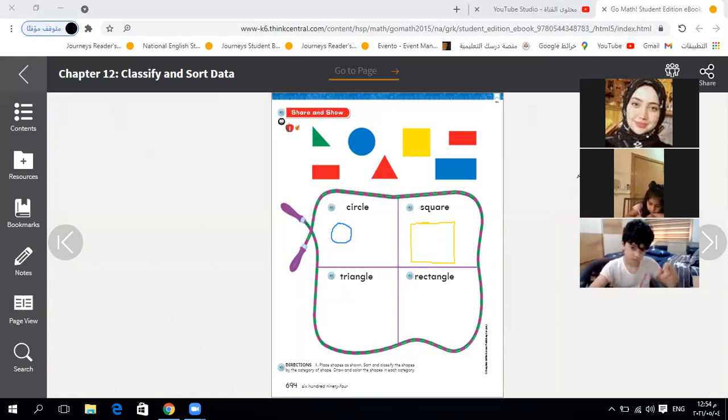Now, Hala, we have the triangle shape. How many triangle shapes are in here? Two. Bravo, we have the red and we have the green. Excellent. We have the red and the green one. Bravo. So I put them here in a triangle shape or triangle category.